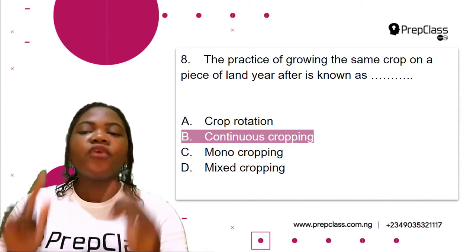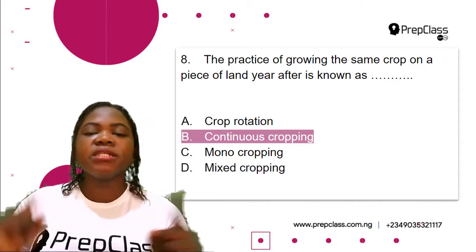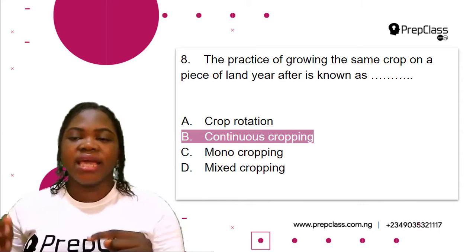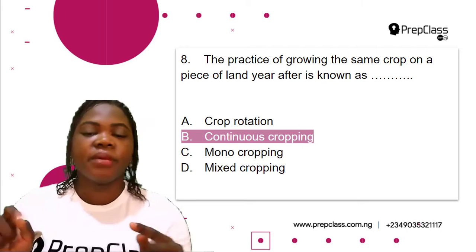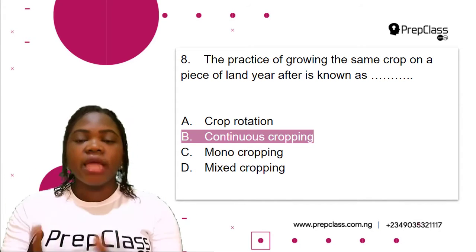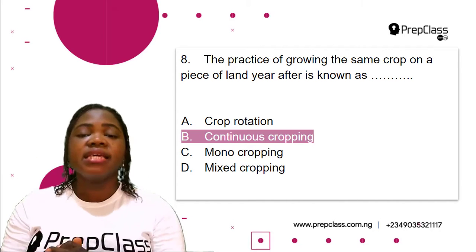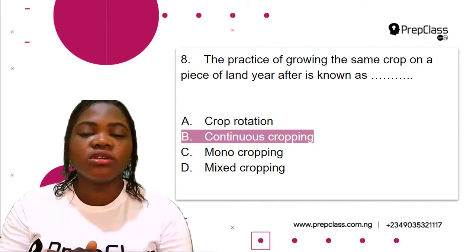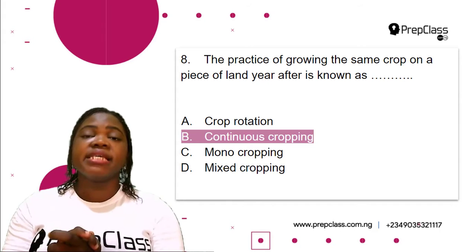The practice of growing the same crop on a piece of land year after year is known as continuous cropping. So that's the answer. The practice of growing the same crop on a piece of land year after year is known as continuous cropping. So the correct option here is B.